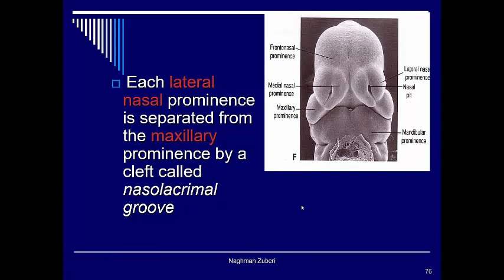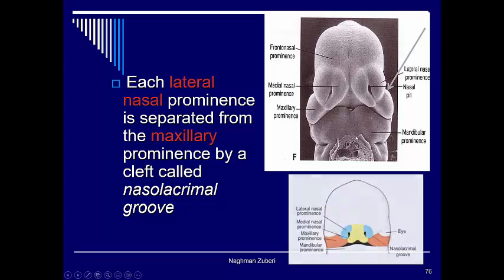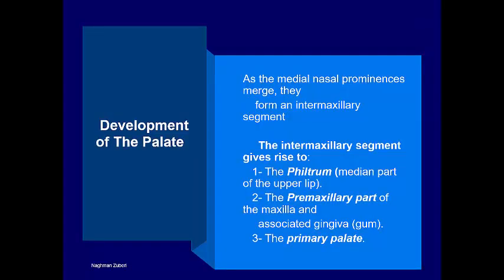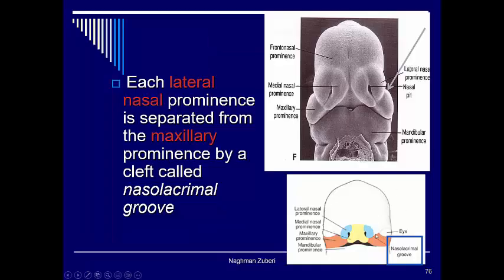Each lateral nasal prominence is separated from the maxillary prominence by a cleft called the nasolacrimal groove. This area. If we look at the schematic diagram, we can see it over here, the nasolacrimal groove.